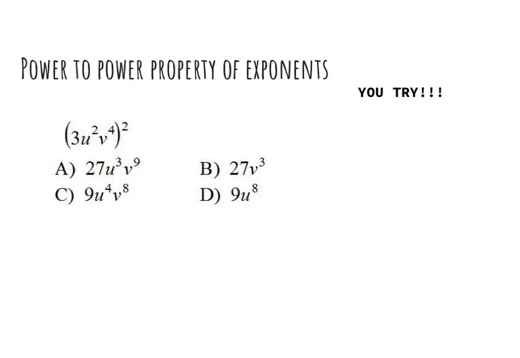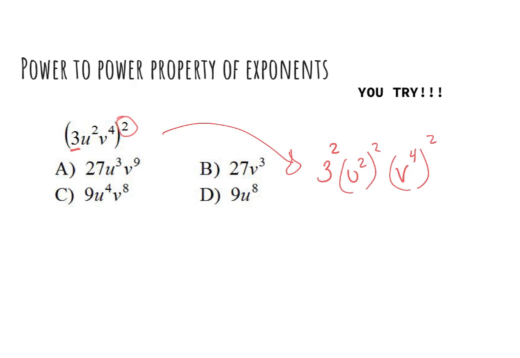Now you try. Select the correct response. So I'm remembering to distribute that 2 in the power to each individual number and letter. So I rewrote the problem, and then I'm going to do everything individually. So 3 squared is 9. A squared, and then that raised to the second power. Multiply your numbers. So 2 times 2 is 4. B to the 4th power, and then again raised to the second power. So multiply gives me 8. So my correct answer would be C.